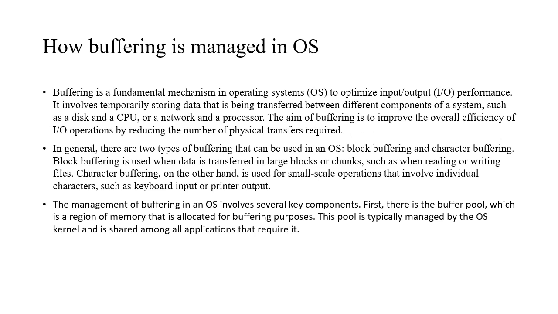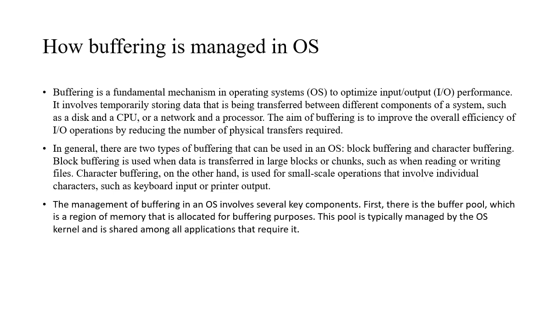Now what we need to see is how buffering is managed in the OS. Buffering is a fundamental mechanism in operating systems to optimize input-output performance. It involves temporarily storing data that is being transferred between different components of a system, such as disk and CPU, or a network and a processor. The aim of buffering is to improve the overall efficiency of input-output operations by reducing the number of physical transfers required.